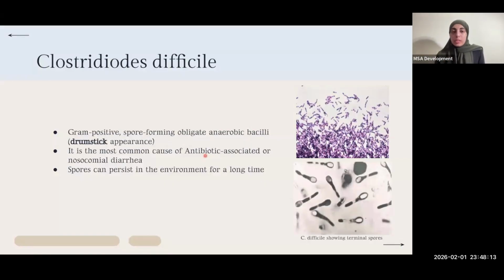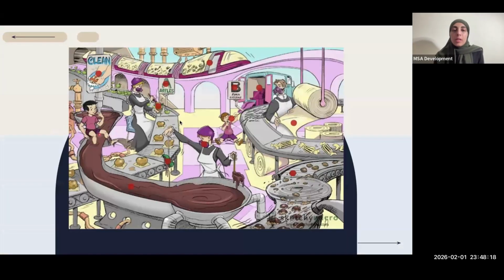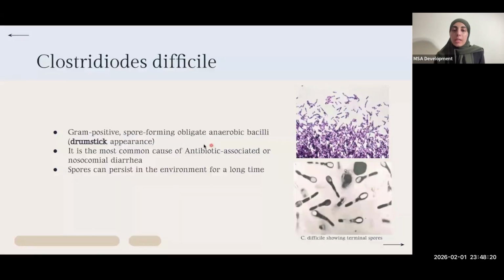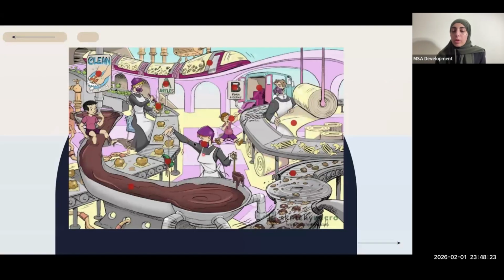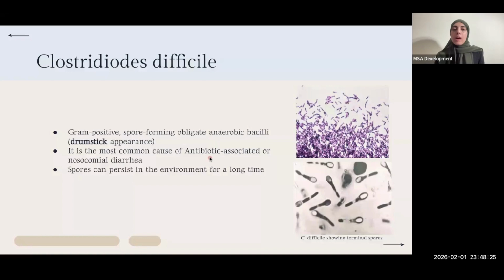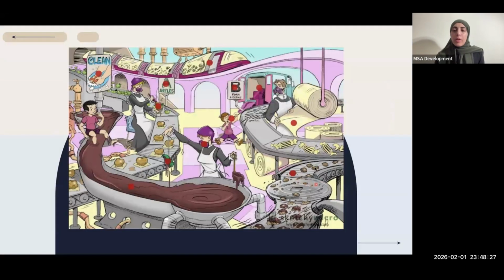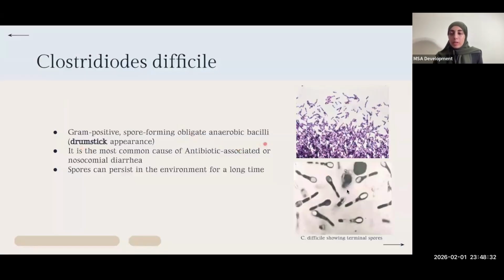So Clostridium difficile is gram-positive spore-forming obligate anaerobic bacilli. So it's gram-positive, it's anaerobic, okay? That's why they're wearing the mask. And it's spore-forming. That's why we have these nuts and spores here. It has a drumstick appearance. You can see it here, okay? The drumstick appearance, this bulging circle, is because of the spores, okay? And C. diff is the most common cause of antibiotic-associated or nosocomial diarrhea.